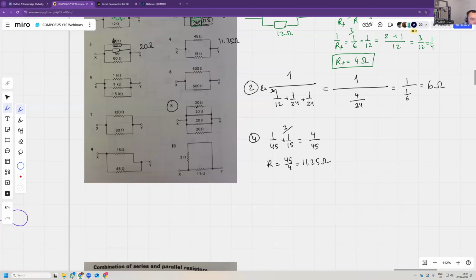Number 8 is 4 resistors, 4 identical resistors, so it's just divide by 4, so that's 5 ohms. Number 6 is 2 identical resistors, so it's 250 ohms. Anything interesting? That's about it.